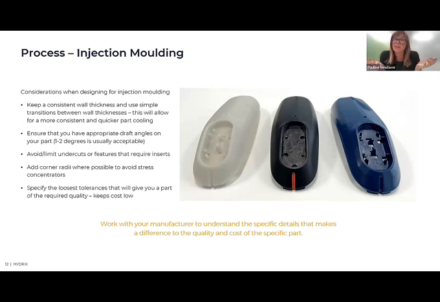It's around keeping a consistent wall thickness and using simple transitions between the wall thicknesses, which will allow for more consistent and quicker part cooling. Again, minimizing the time it takes to make a part. Ensure you have the appropriate draft angles on your part. Again, here, allowing the part to easily come out of the tool.